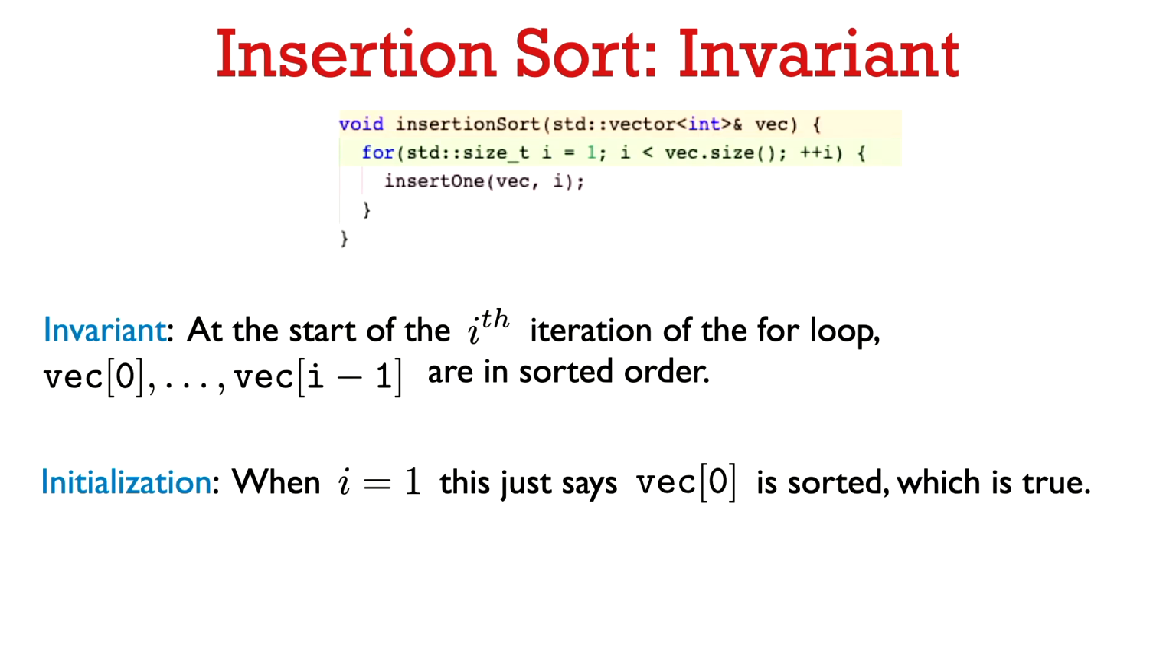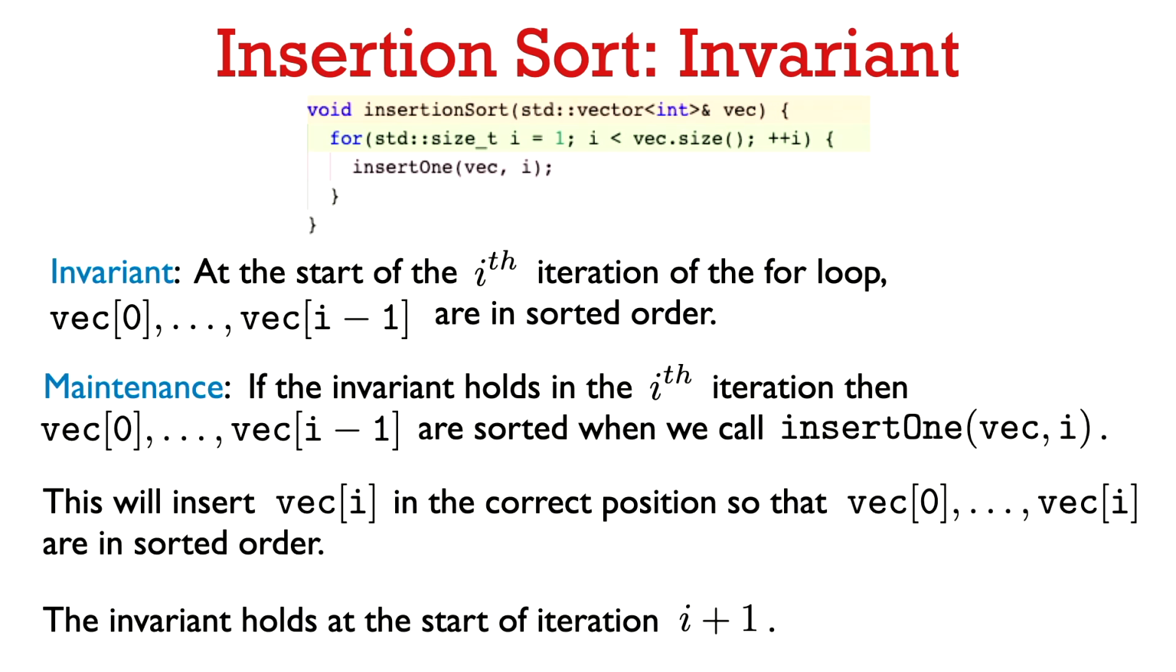Let's see why this invariant is true. The technique that we're going to use is a general one that you will often see. We first show that the invariant is true at the beginning of the algorithm. This is the initialization step. In this case, at the start of the first iteration of the for loop, the invariant says that vec of 0, that is the first element of the vector, is sorted. And that's true. Any vector of a single element is sorted.